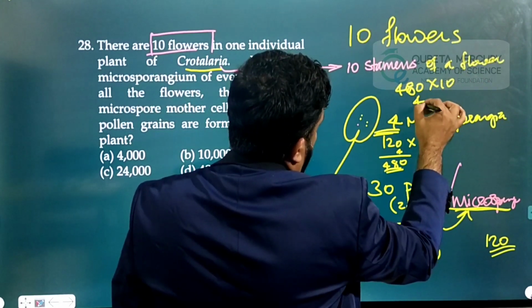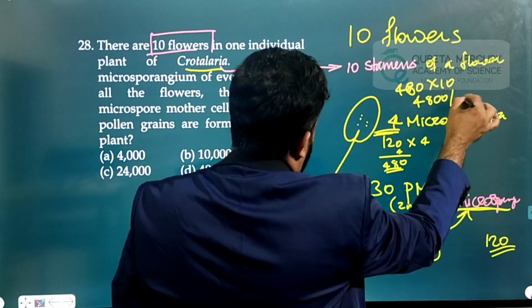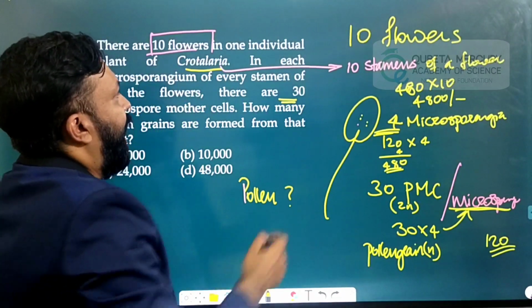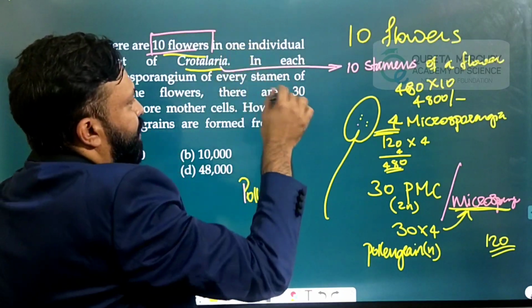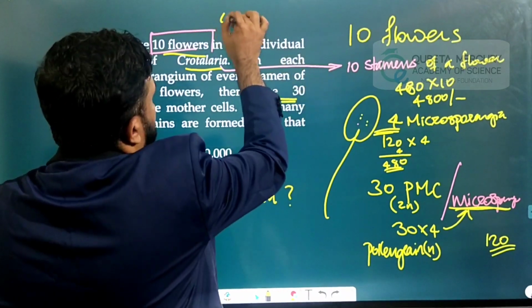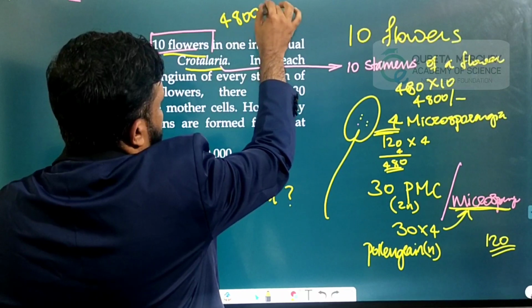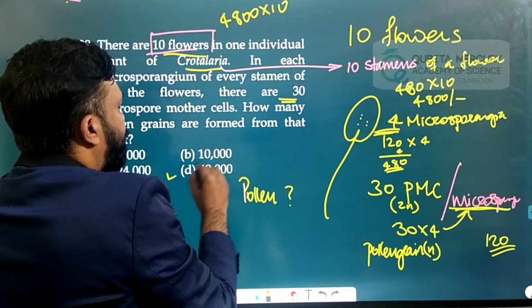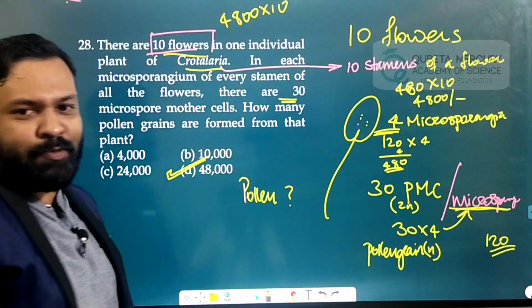That means 4,800 pollen grains, right? And such 10 flowers are there. So of these 10 flowers, 4,800 into 10. That means 48,000 pollen grains will be there.